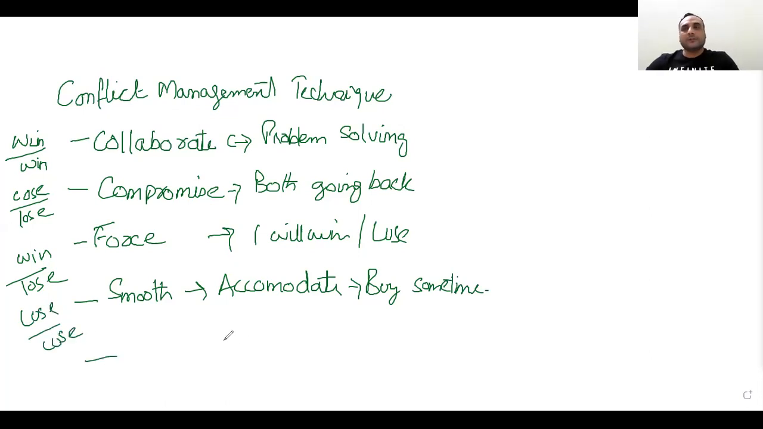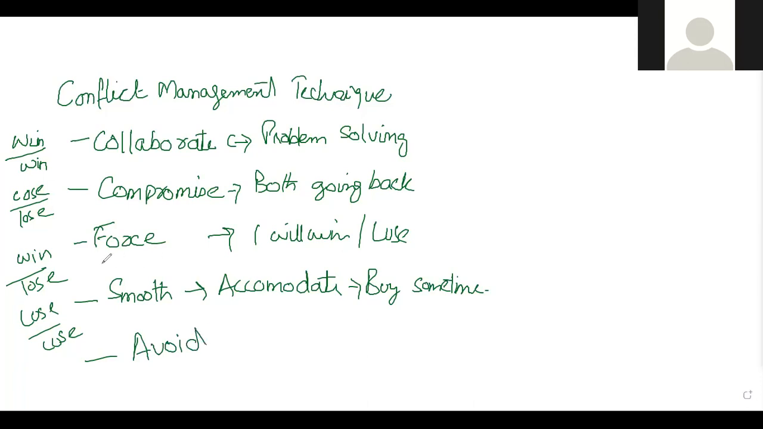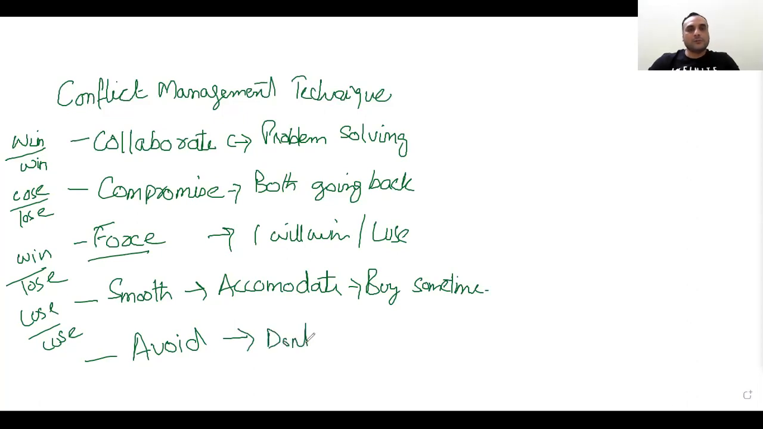Then what is another one? Dictatorship. So dictatorship is this one, force. Avoid. Don't want to deal. That is avoid. Again, both parties are losing. The conflict will remain there, right?